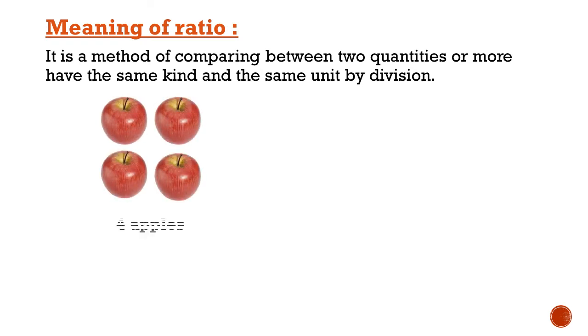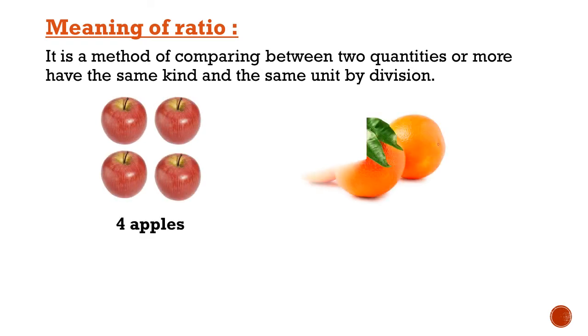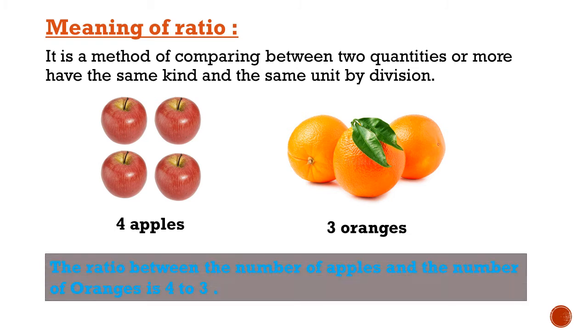If we have 4 apples and 3 oranges, I need to find the ratio between the quantities of apples and the quantities of oranges. We will say the ratio between the number of apples and the number of oranges is 4 to 3.